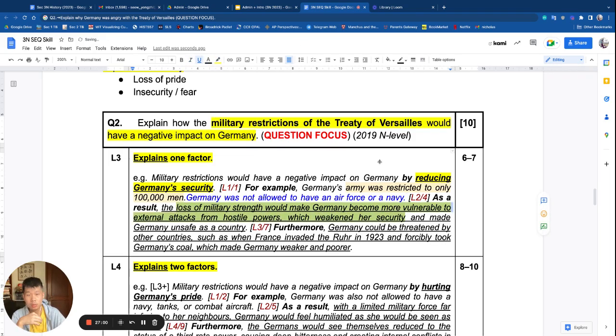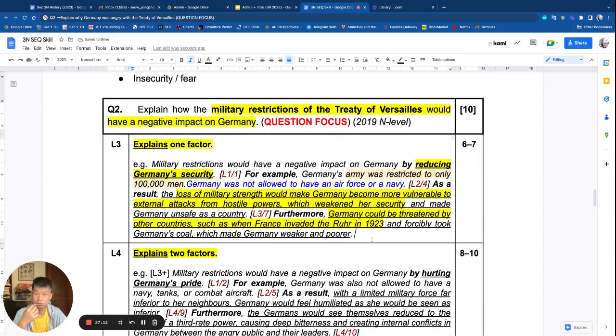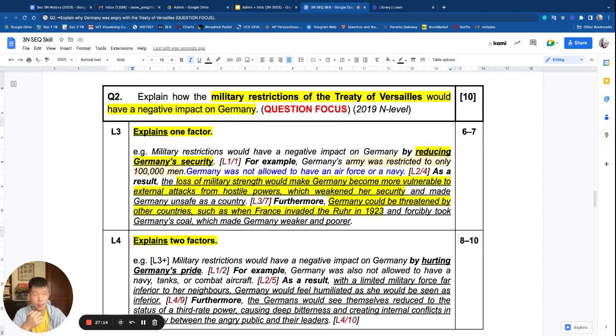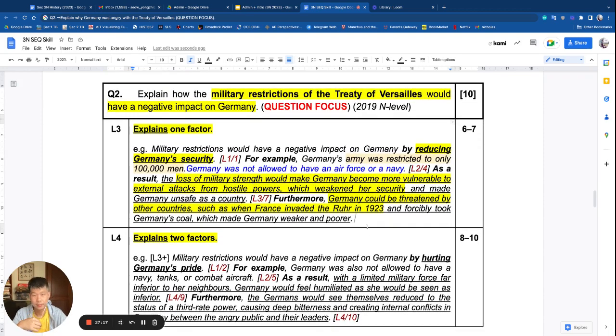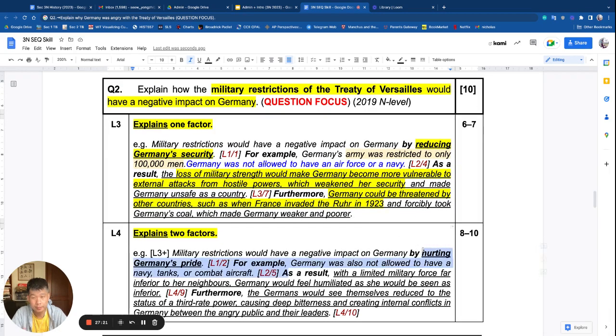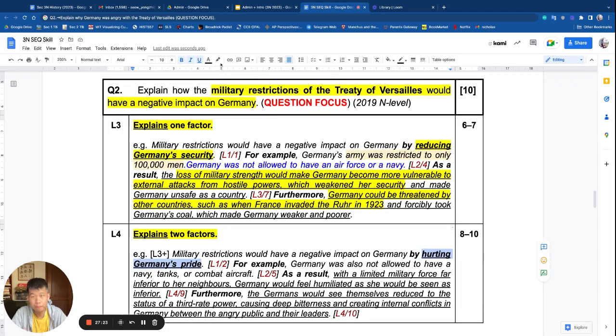Explanation one: Germany could be threatened by other countries, which made Germany poorer. Because France threatened Germany and said, look, you have to give us your coal. We will take your things. We will make you poorer. We are snatching your things. Other countries could snatch Germany's things. So when you have explained one factor, just to be clear, you are at 7 marks. You have explained one factor really, really well. That's 7 marks.